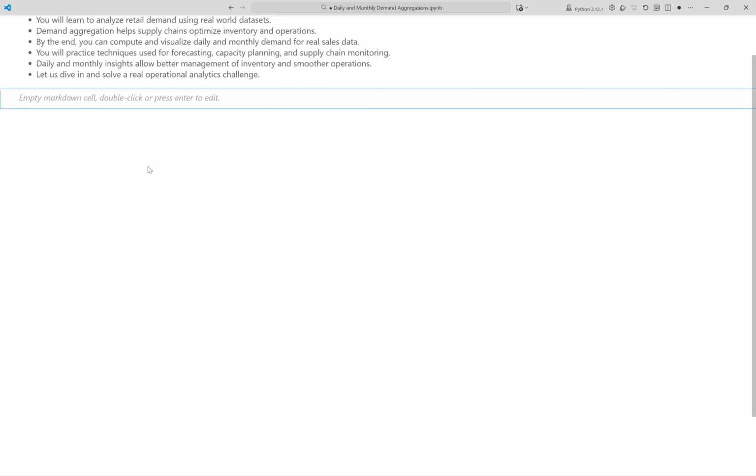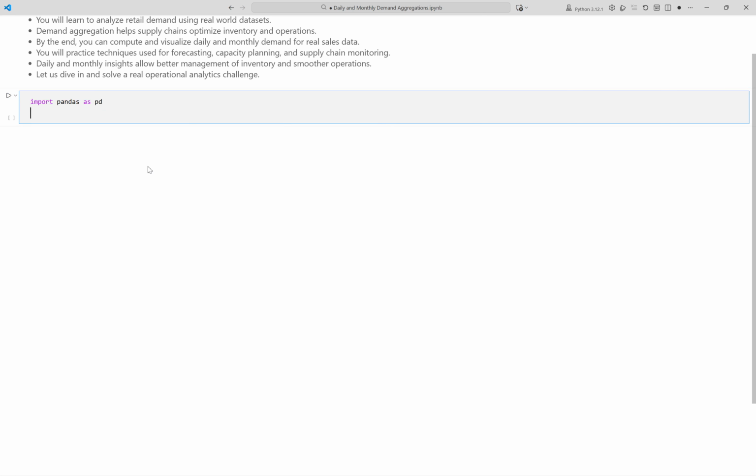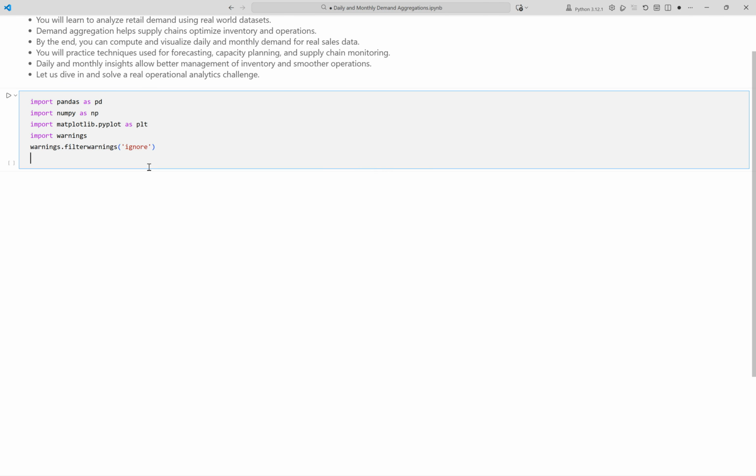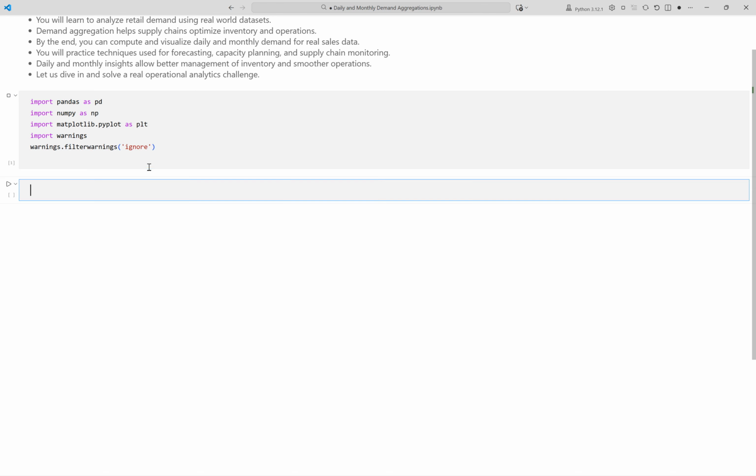We import pandas for table data manipulation. We import NumPy for numeric operations. We import matplotlib for plotting demand trends. We import warnings to keep the notebook output clean. We suppress warnings to focus on operational analytics. Running the cell now. Make sure matplotlib is working. If you do not see plots later, check your environment.